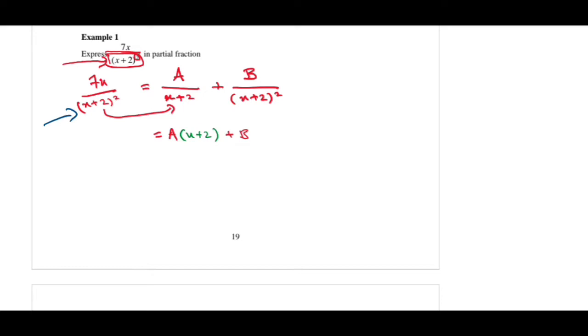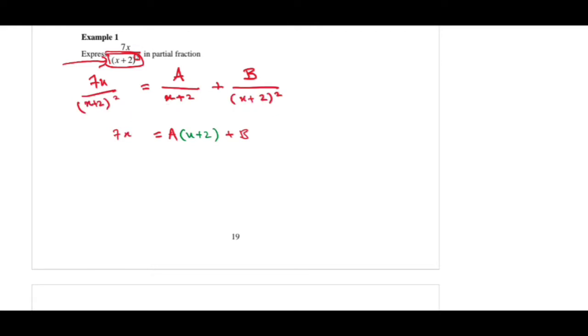What about B? Look at the denominator under B. It is (x + 2) squared. So that means we also have to delete (x + 2) squared on the left hand side. Notice that there's nothing left. So that's why for B we don't have to multiply with anything. Then just write down the numerator on the left hand side.